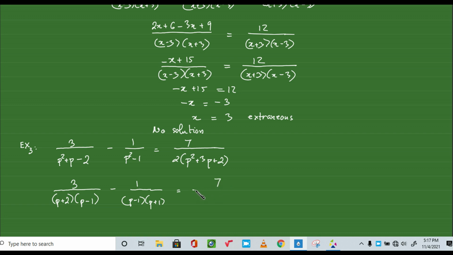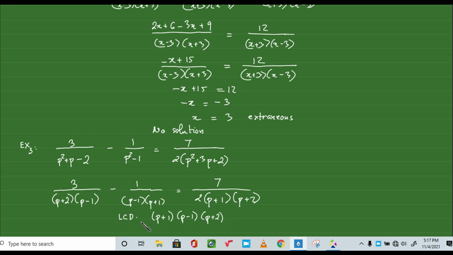And this one is also a trinomial, so we have p plus 1, p plus 2. Okay, so right now you can get the LCD. Now let's take all the different factors. So you have p plus 2, you have p plus 2, so you just need to take one time. P plus 1, you take one time. P minus 1, you take one. P plus 2.